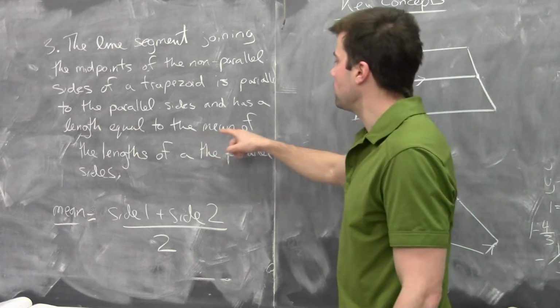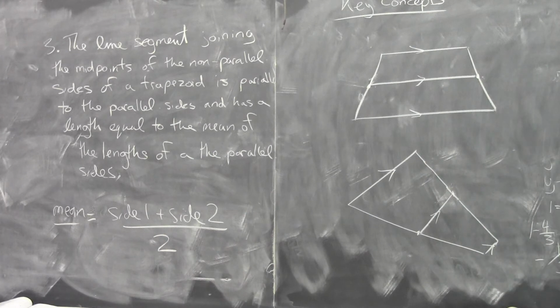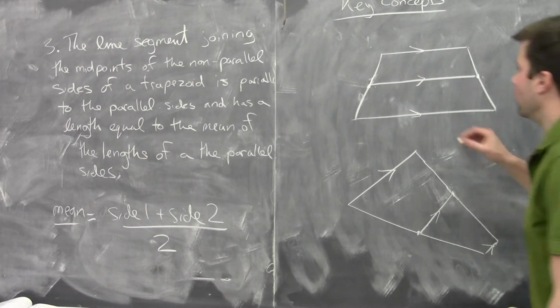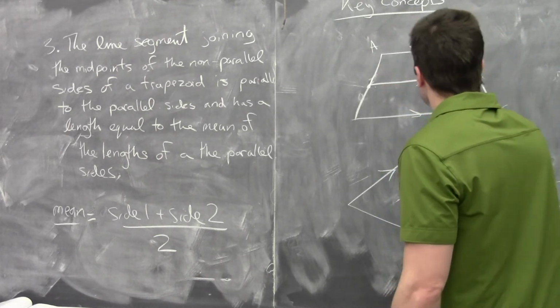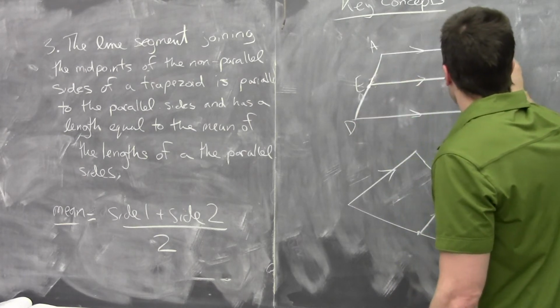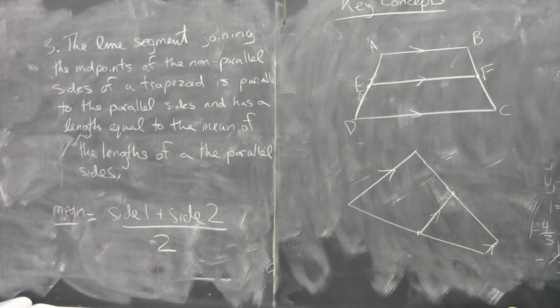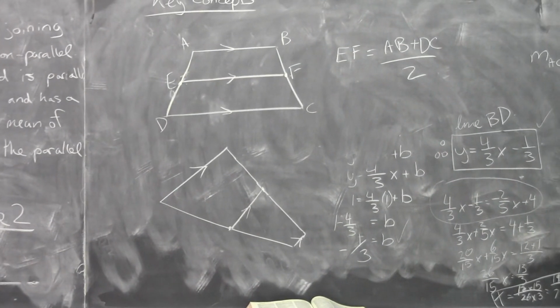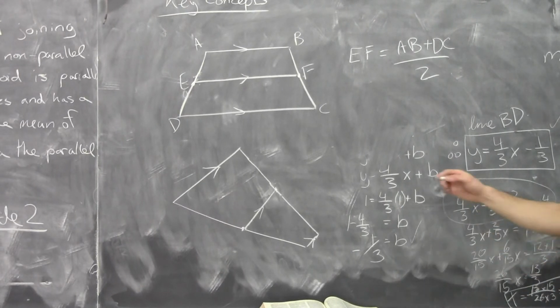And has a length equal to the mean of the lengths of the parallel sides. So what does that mean, Michael? You add up the parallel lengths, divide by 2, it equals the length of the midpoint segment. Very good. So if this is my shape here, A, B, C, D, E, F, the key point is that the length EF is equal to AB plus DC divided by 2. That's the key. That's what you guys need to know.